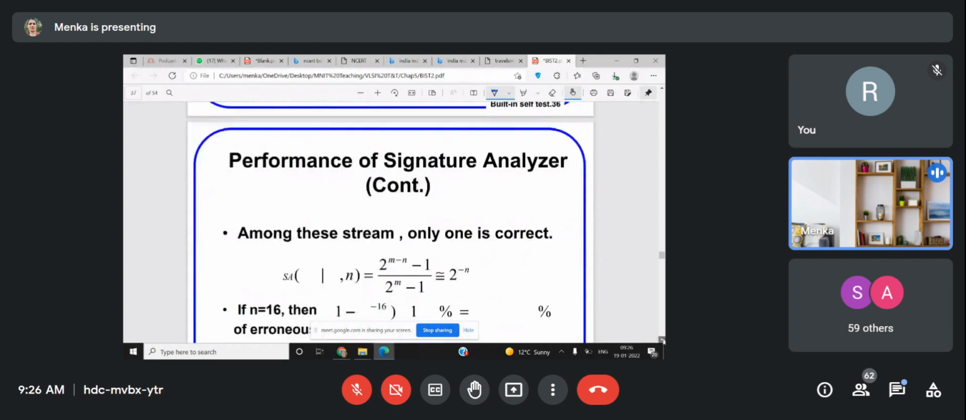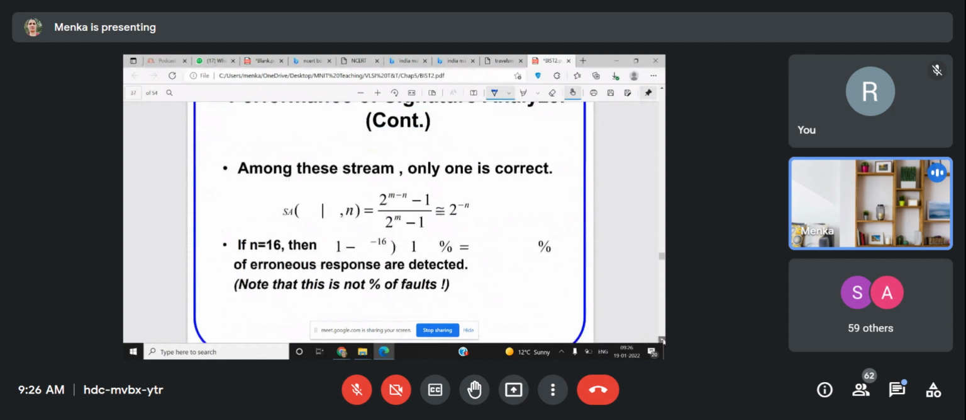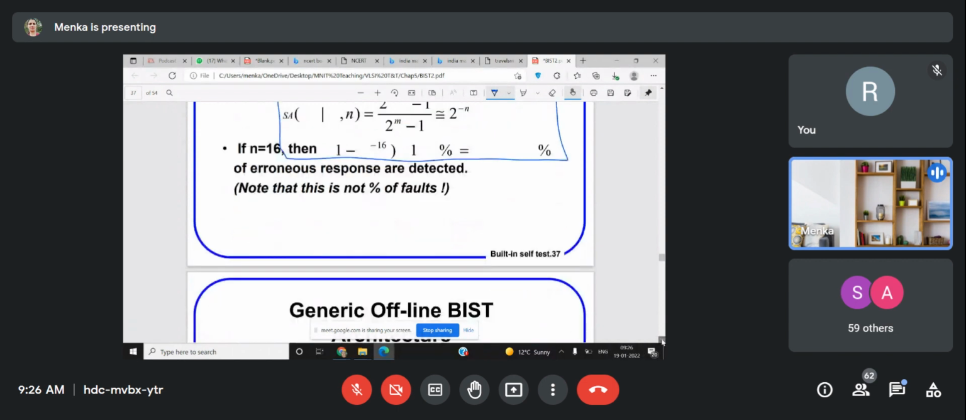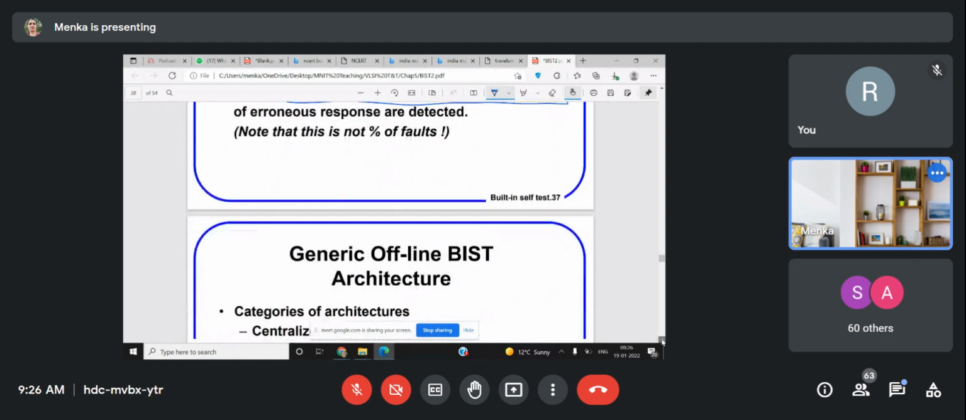Performance of signature analyzer. This is the mathematical expression and some of the terms are missing. So it is better to go with the book and figure out what the formula is. It is not given properly here, so please check the formula once in the book, in chapter number 10, you will find it.